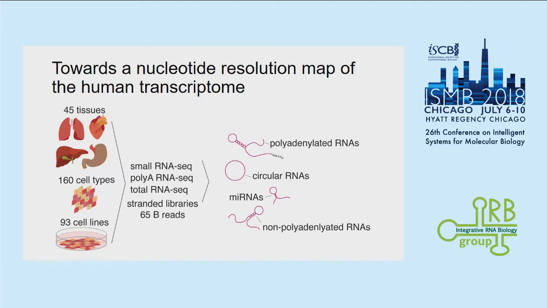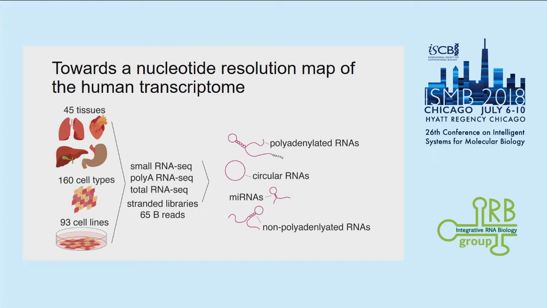So to fill in these missing gaps, we settled the RNA-Atlas, in which we included a comprehensive sample cohort consisting of 45 tissues, 160 normal cell types, and 93 cancer cell lines.